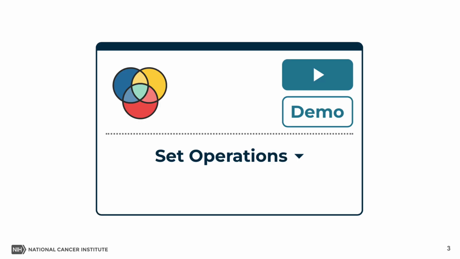The GDC's Set Operations Tool compares up to 3 of the same set type, either cohorts, gene sets, or mutation sets. In this video, we will use the Set Operations Tool to generate a Venn diagram, summary table, and overlap table for our chosen sets.